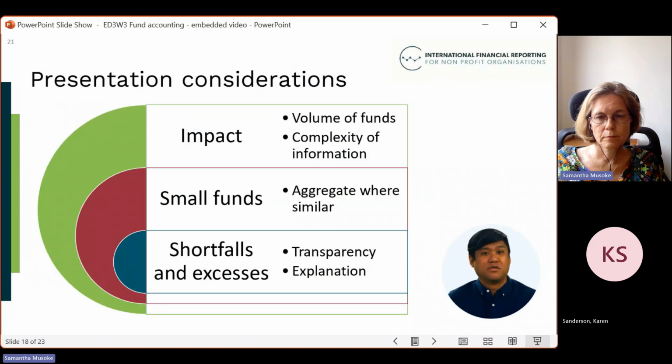NPOs need to consider the volume and complexity of information about funds when deciding how to present it to maximize impact. Small funds that are individually immaterial can be aggregated where they have a similar purpose. Disclosures show any shortfalls or excesses on a fund and how these have been addressed. This information is particularly important when shortfalls are met from funds without restrictions.